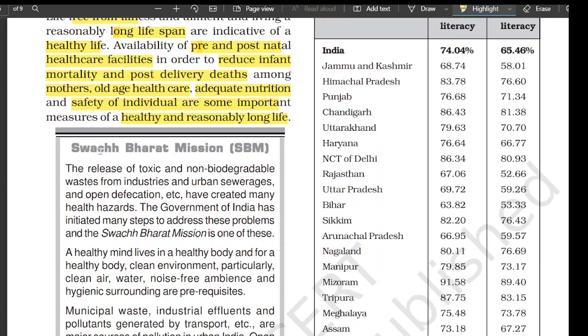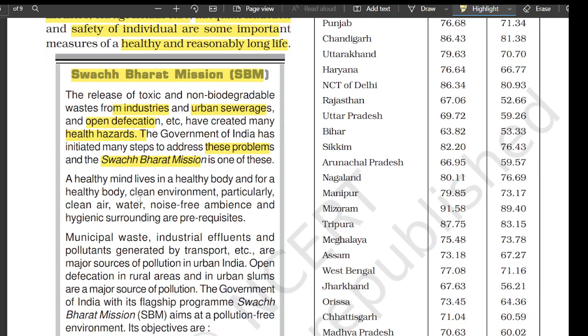Swachh Bharat Mission (SBM). The release of toxic and non-biodegradable waste from industries and urban sewerages and open defecation, etc., have created many health hazards. The government of India has initiated many steps to address these problems, and Swachh Bharat Mission is one of these. A healthy mind lives in a healthy body, and for a healthy body, clean environment and particularly clean air, water, noise-free ambience, and hygienic surrounding are prerequisite.